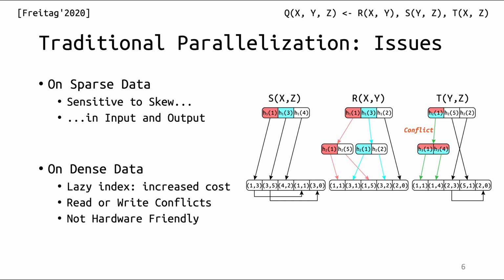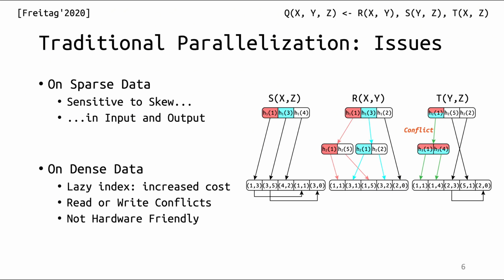Moreover, on the dense data, we observed another issue experimentally: the lazy index construction, which is very effective in single-threaded implementations, can become a bottleneck in parallel implementations because of read-write contention across threads, when a thread attempts to insert a new value in the index, while others read or attempt to insert the same value. Besides, the trie index also tends to be cache unfriendly, which leads to performance degradation.